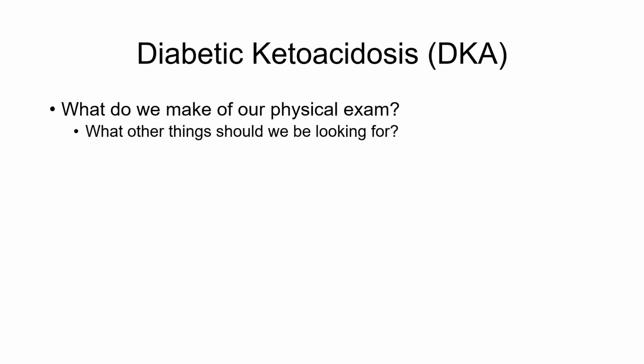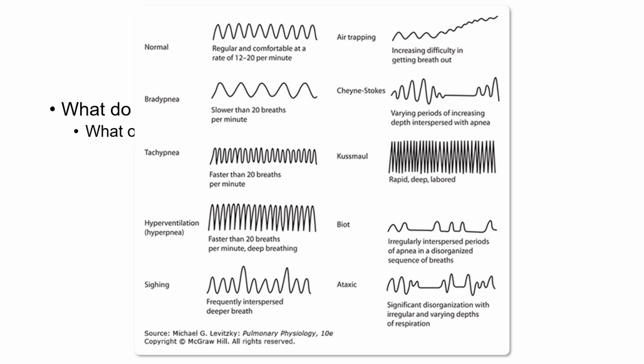So what do we make of our physical exam and what other things should we be looking for? Well, when working on the original differential diagnosis, we should probably look for the specific location of the abdominal pain. If it's epigastric and diffuse, that tends to be more diabetic ketoacidosis. We should probably take a closer look at their breathing. The patient has tachypnea. They were noted to be breathing fast on exam, but we should look at the specific pattern of breathing that the patient has.